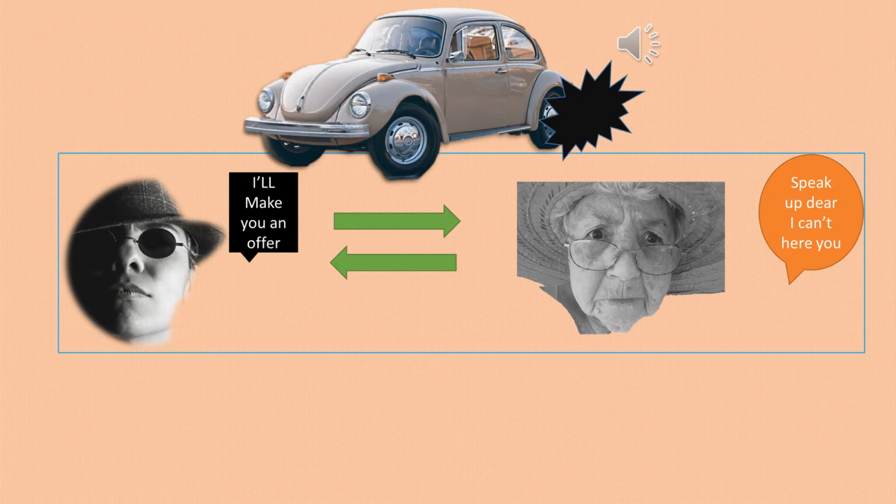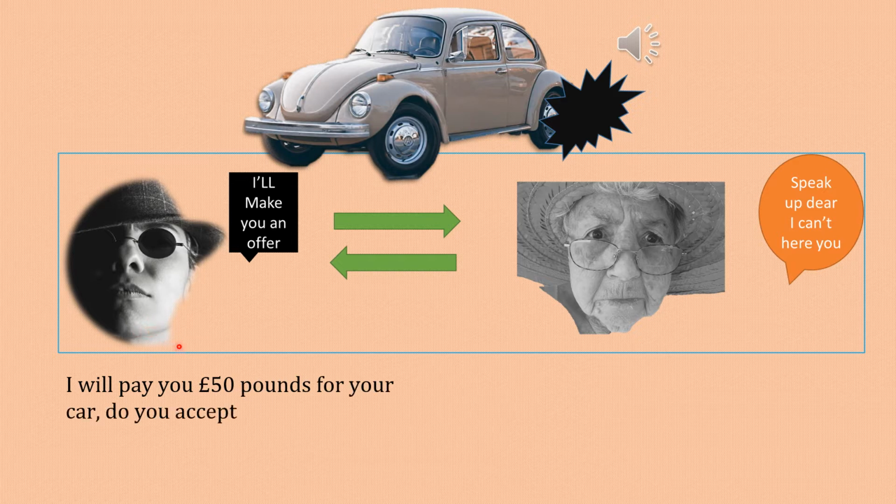In this case, we've got a rather nice looking Volkswagen Beetle, a rare classic car, and the old lady owns the Beetle. Just point out which one's the old lady. And the young man is trying to buy this classic car. Unfortunately, the car has some problems. But nevertheless, he makes an offer. Her response is, "Speak up, dear, I can't hear you."